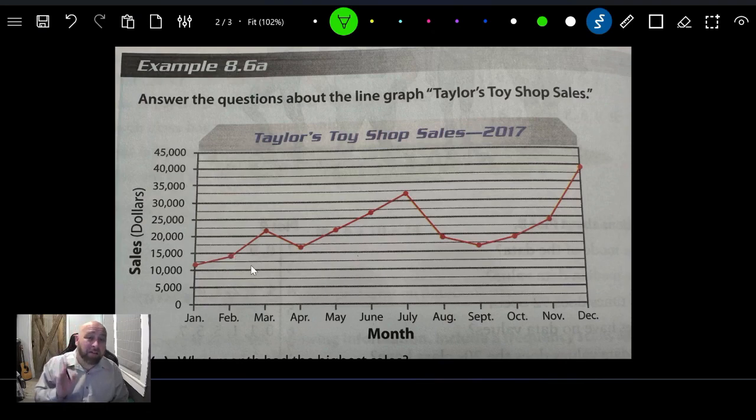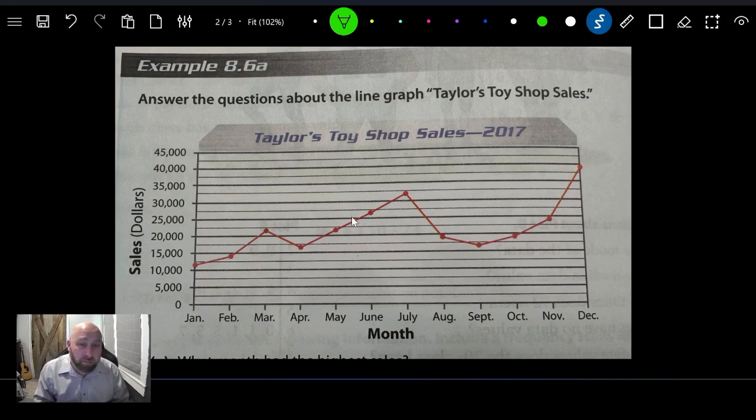Now, line graphs are not created to give specific information. They're just not. Line graphs are created to show kind of the flow of information, kind of how it changes over time. You're not looking for specifics when you look at a line graph. You're not looking exactly how many toys did Taylor's shop sell in June. That's not what we want. Okay, we would have to pick a different type of graph or different way of demonstrating the data.